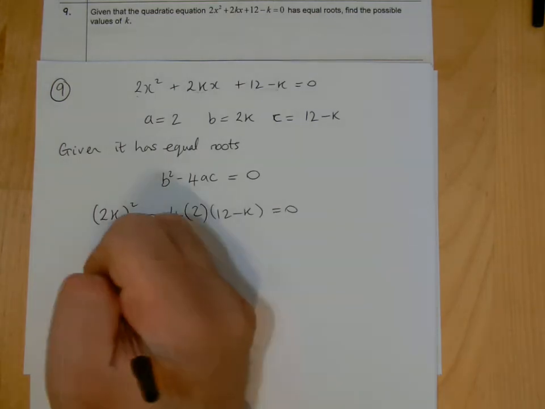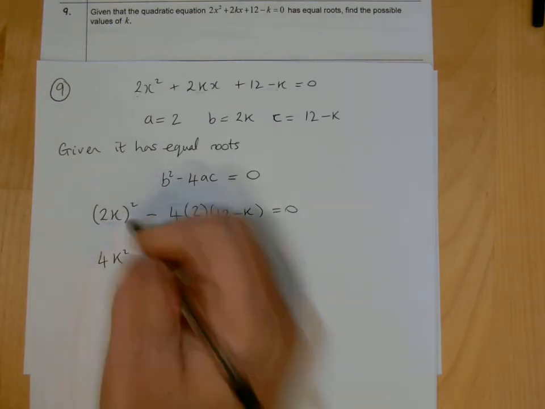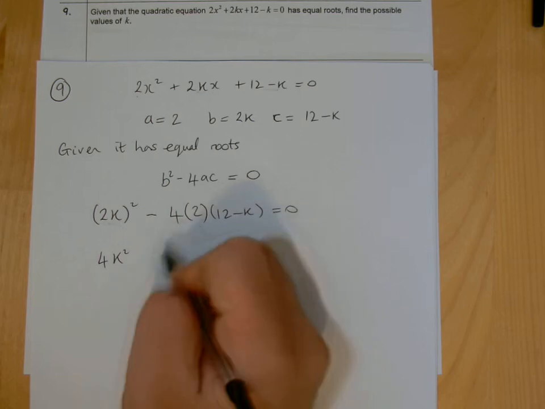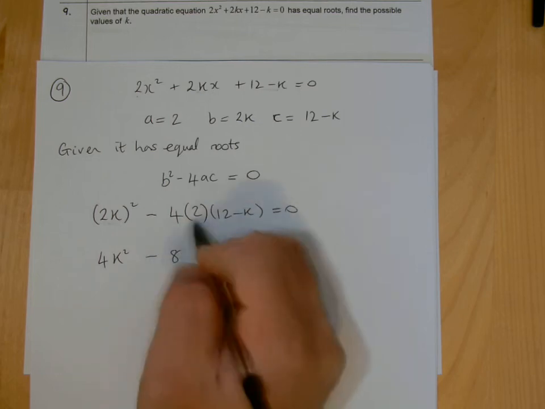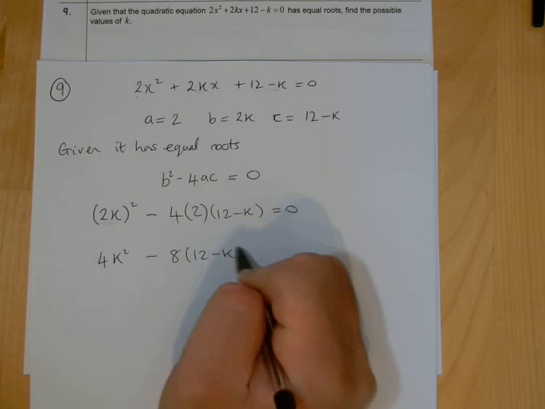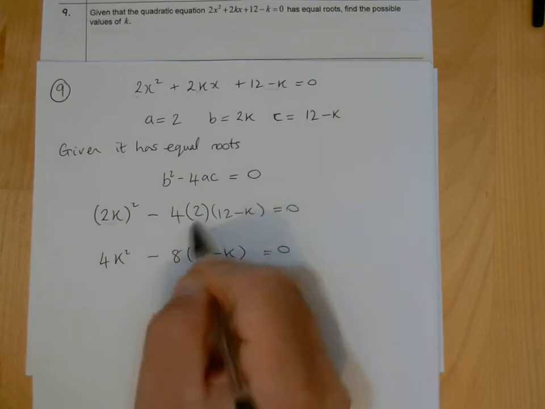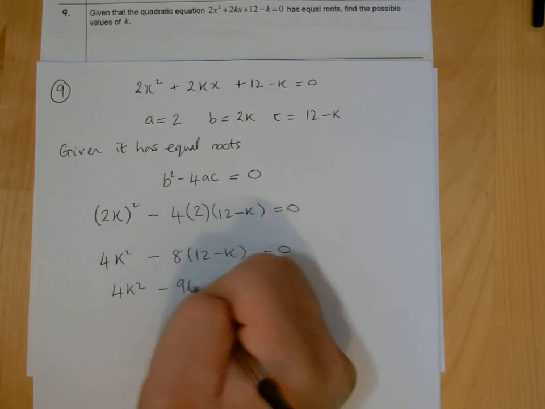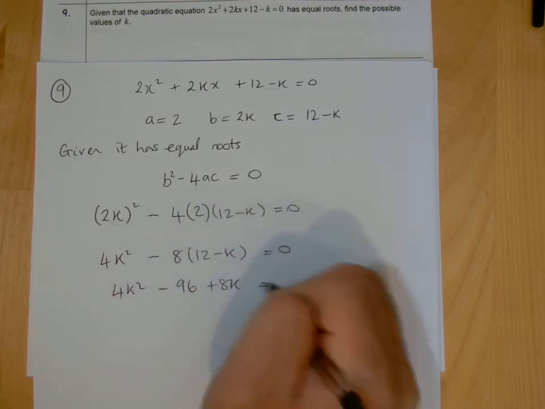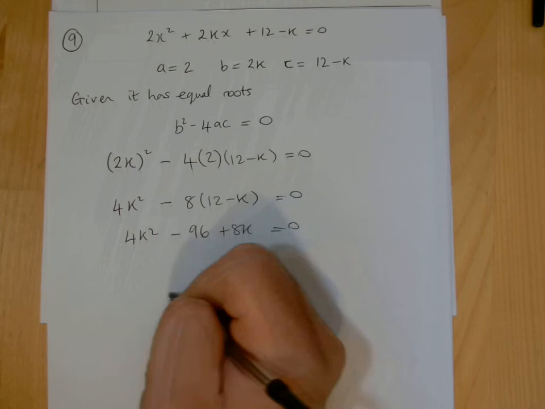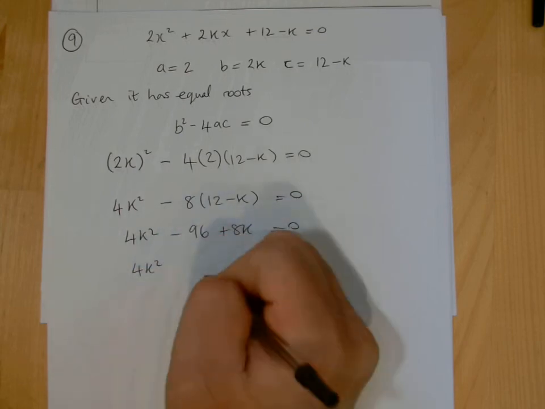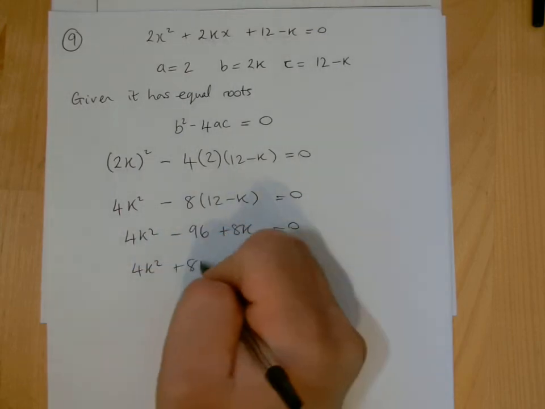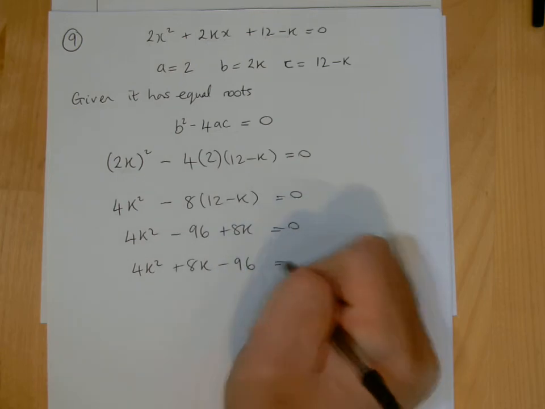So we square the 2, you get 4, and the k squared. Perhaps what you might want to do is take your time. So that becomes 8 times 12 minus k equals 0. So just sort that out first. Then we multiply out the bracket. So that becomes 96, and that becomes 8k equals 0. So we get then 4k squared plus 8k minus 96 equals 0.